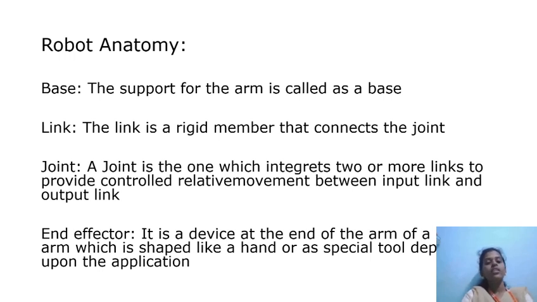What is the base? The support of the arm is called a base. What is a link? The link is a rigid member that connects the joint. Then what is a joint? A joint is the one which integrates two or more links to provide controlled relative movement between input link and output link. What is end effector? It is a device at the end of the arm of a robot arm which is shaped like a hand or a special tool depending upon the application.